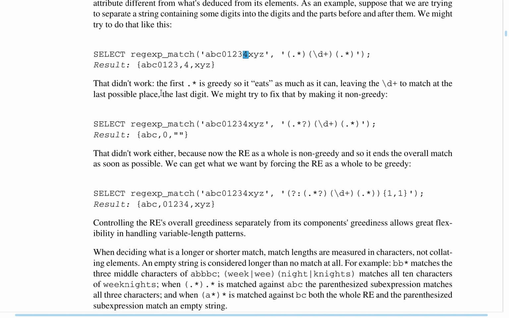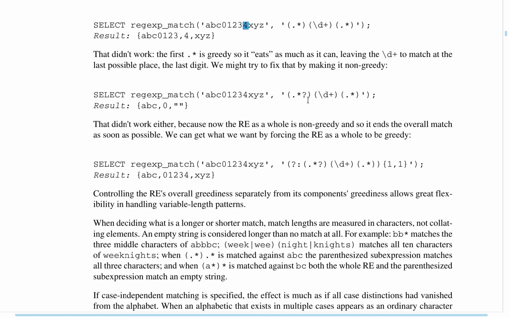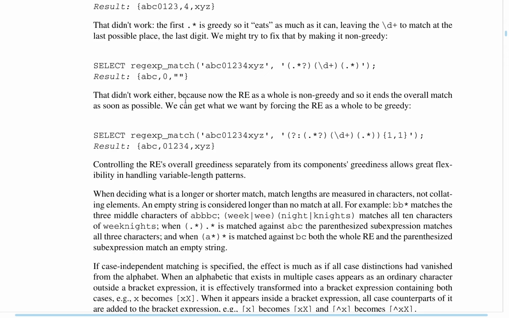That didn't work. Dot star is greedy, so it eats as much as it can, leaving \d+ to match at the last possible place. You might try to fix that by making it non-greedy. If you make it non-greedy, it will match ABC, but then \d+ will match only 0. Okay, \d+ means 1 or more, and the rest will be matched by nothing, or the empty string. You see why this happened.